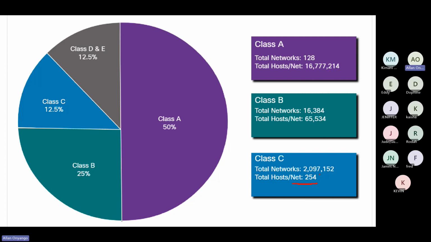Depending on the class, we'll accommodate your company. If you look at the pie chart, class A has 50% of all the addresses. Can you see that? Yes, class A has 50%. Class B has 25% of the total. Class C has 12.5%. And then class D and E share the remaining 12.5%.